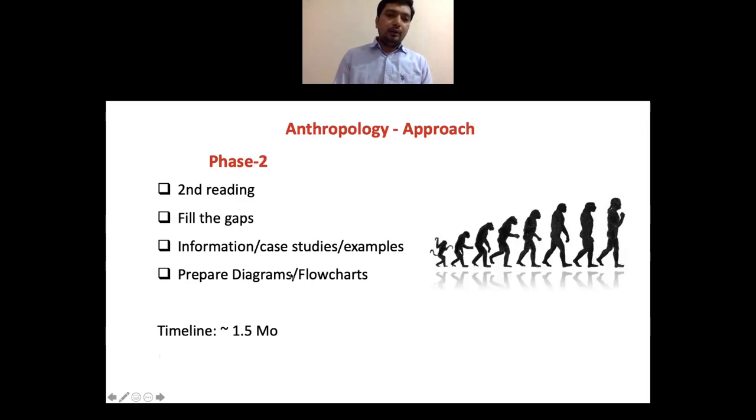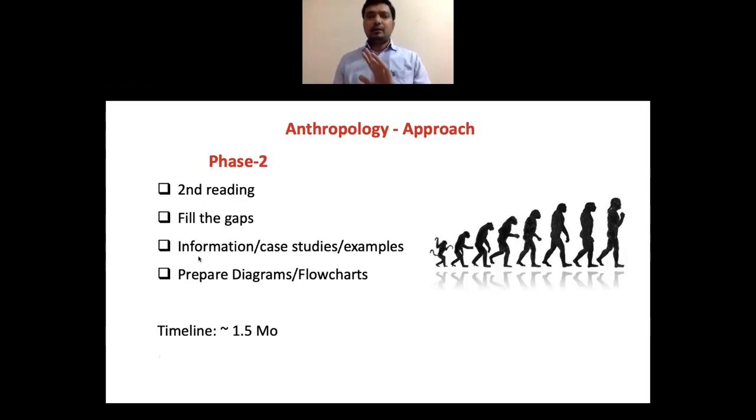Okay, and also you're now starting to work on the diagrams and flowcharts. Partly you might have done this in phase 1, but I also highly recommend you put together some diagrams and flowcharts. They get better once you grasp the information well. Okay, so you organize the information by using relevant diagrams and relevant flowcharts.